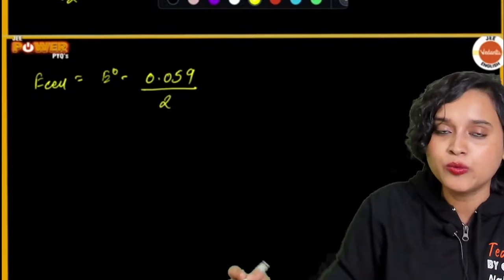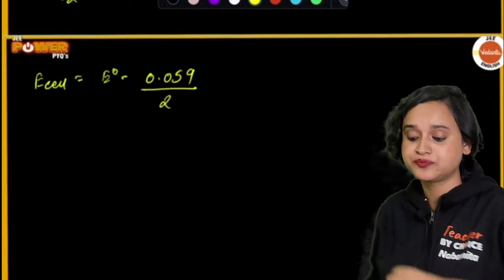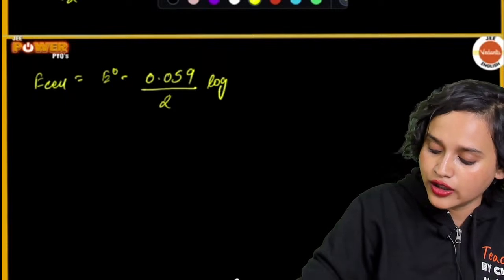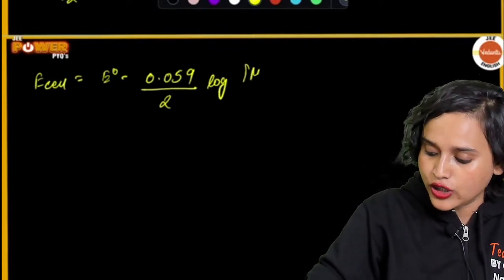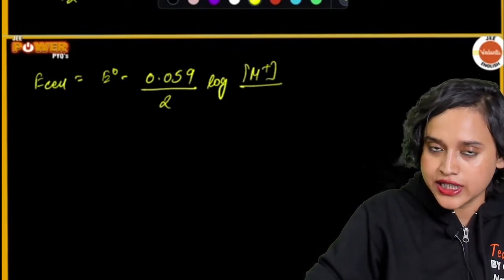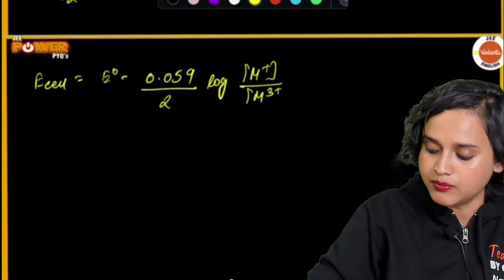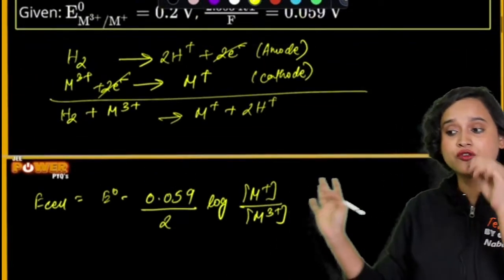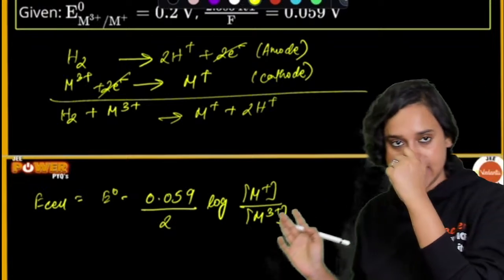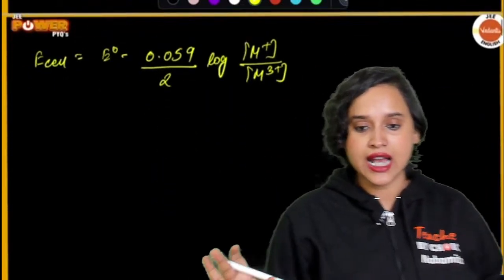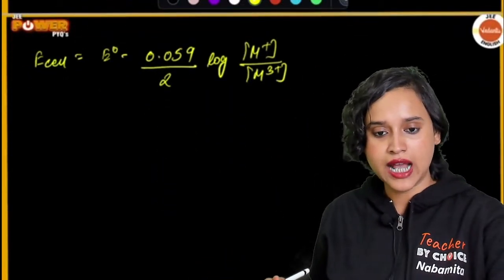So 0.059 divided by 2, and then we have log of product M plus, and what is our reactant? Our reactant is M3 plus. Did we have any stoichiometric coefficient? Nothing. So we will leave it as it is. Now what do we have to do, guys?